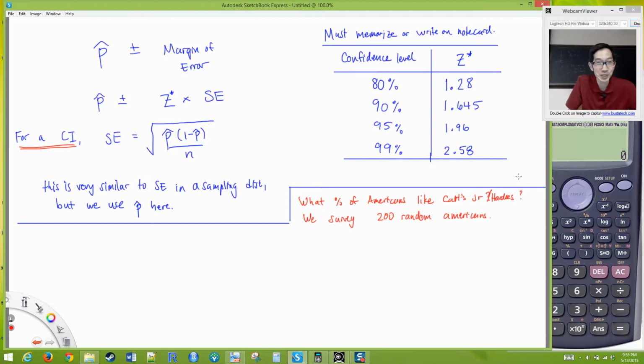So out of 200, how many say yes? Just give me a number. Okay, 120 people say yes. Our numbers are going to be too similar to the other problem, but whatever. So I'm going to say, make a 90% confidence interval for the proportion of all Americans that like Carl's Jr.